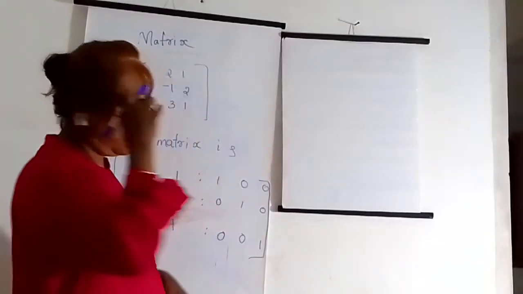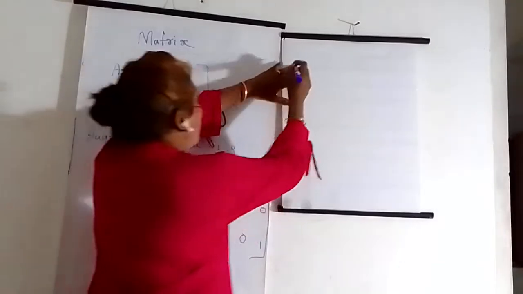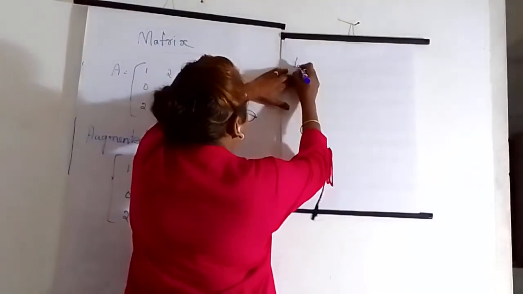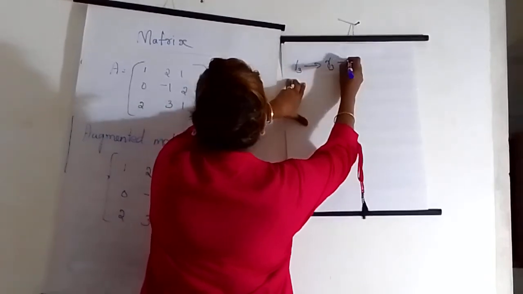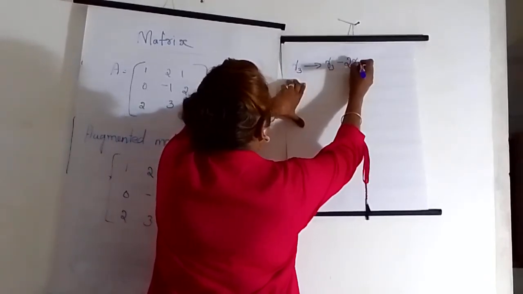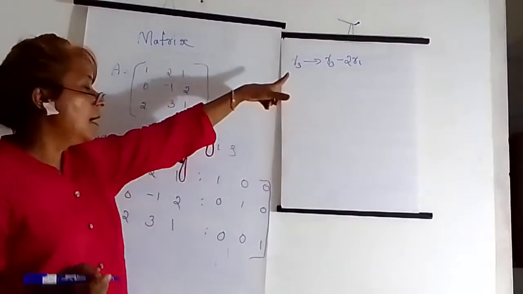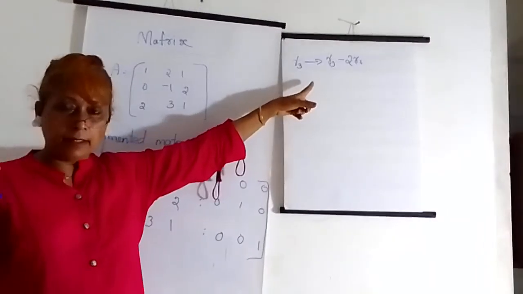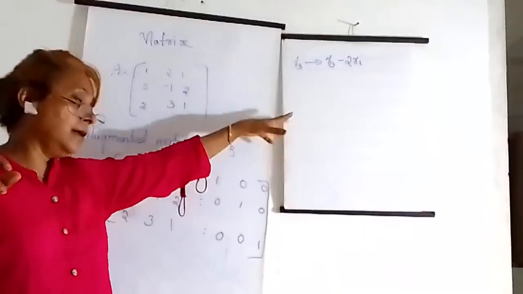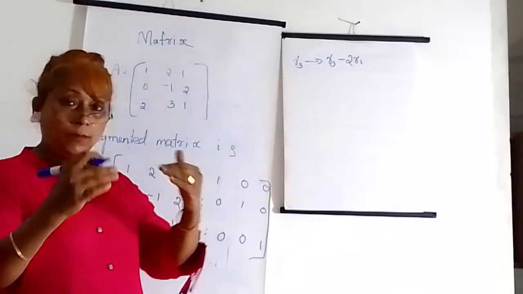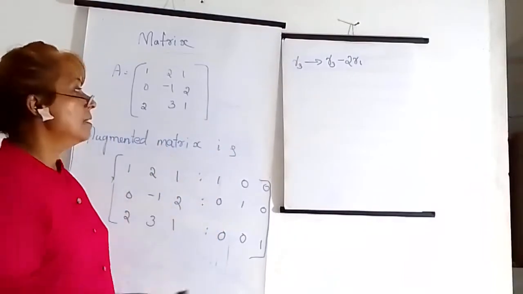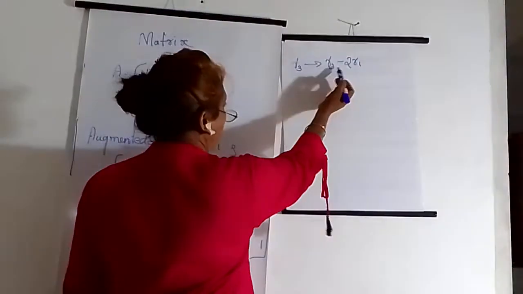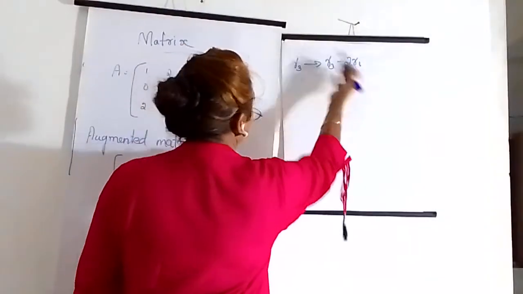Okay, now we are going to do the row operation. R3 is equal to R3 minus 2R1. What does it mean? R3 is the third row. In the place of R3, we are going to replace it by some other members, that is row operations. From R3 I am going to subtract 2R1.